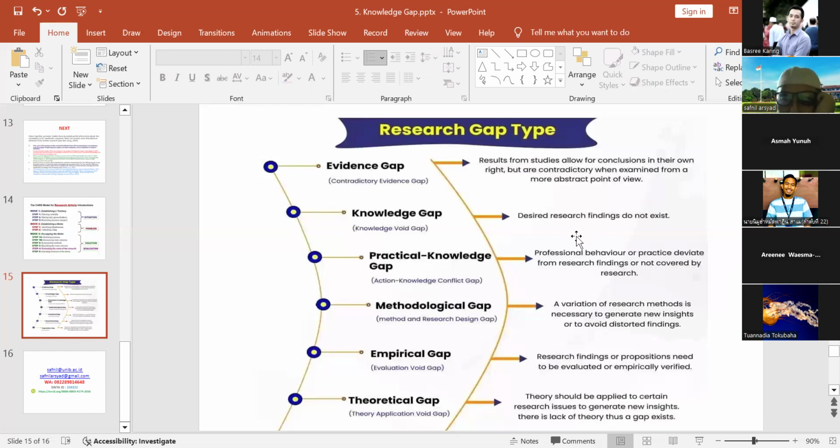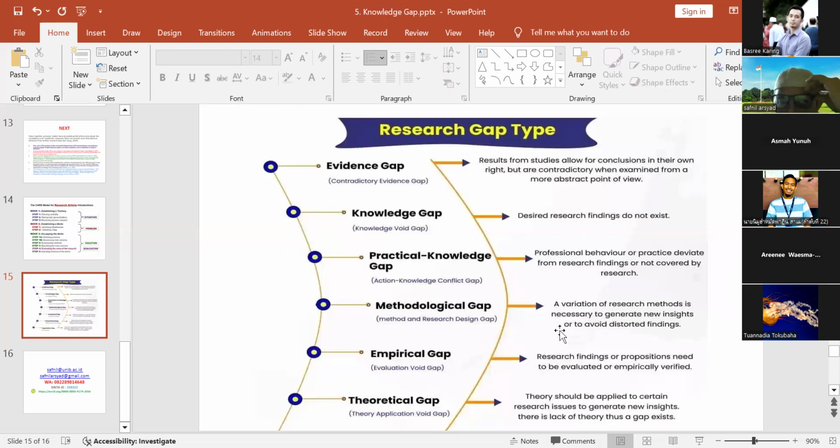Okay, knowledge gap: desired research findings do not exist. So this is just like no study on a particular topic yet. It's a knowledge gap as far as we are concerned. Number 3, practical knowledge gap: professional behavior or practice deviates from research findings or is not covered by research. So research findings say something, but the practical knowledge says something different. For example, research found that students must be active in speaking in the classroom, but in fact students are passive in the classroom. So this is an example of a practical knowledge gap. Research results found something different, while in practice the fact is also different.